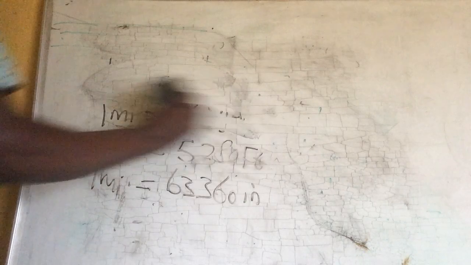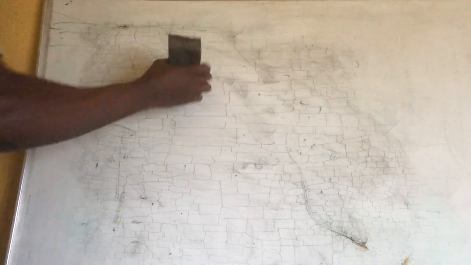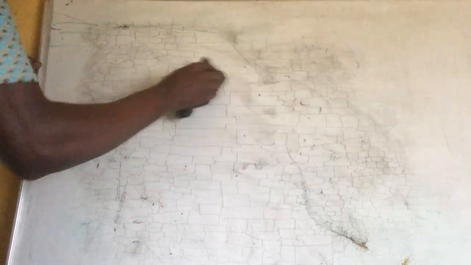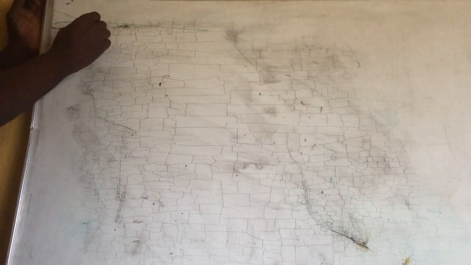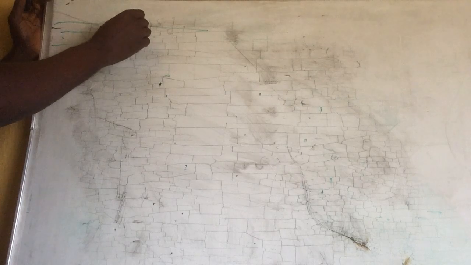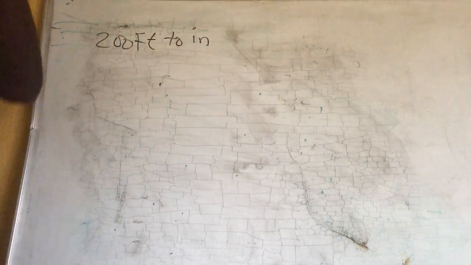to convert from one level to another. You can be asked to convert from one level to another, which is very easy. You may be asked to convert 200 feet to inches. What do you do?